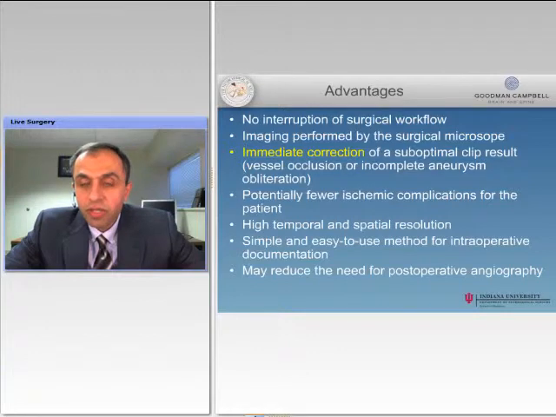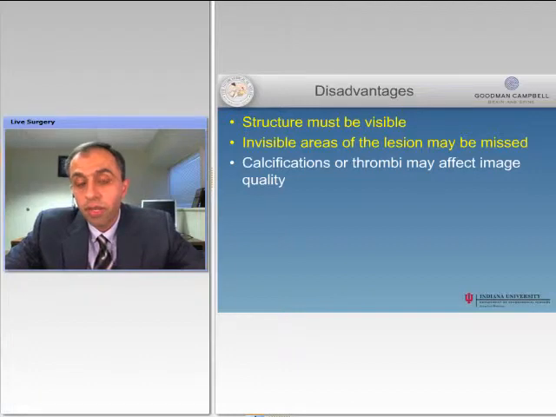So what are the advantages? Again, there is no interruption of surgical workflow because you're using your own microscope to assess the vessels and do an angiogram. And there is an immediate correction of suboptimal clip results because you can see right away if the clip is compromising the parent vessel, and potentially that could decrease the risk of postoperative ischemia. And it has a high temporal and spatial resolution because it's very immediate and you can see the flow as it starts through the vessels. And it's very easy to use and potentially could decrease the need for postoperative angiography.